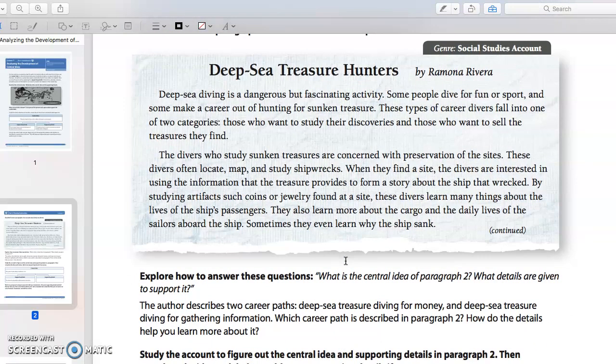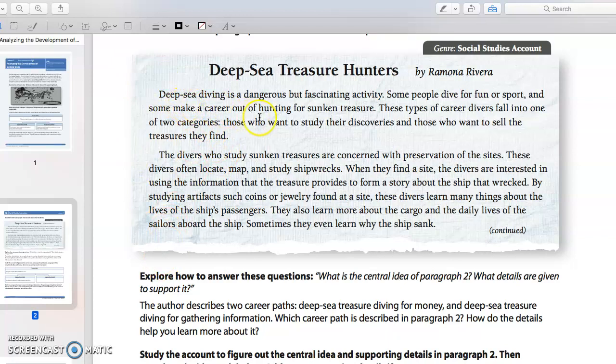Read the first 2 paragraphs, and they want to know what is the central idea and what are 2 details that support it. So as we read, if I see something that I think is going to be really important, I'm going to underline it, because I know they're going to ask me for the central idea and 2 details. And it's really for paragraph 2, so I have to make sure I underline a lot in paragraph 2. Okay, now I can go back up and read.